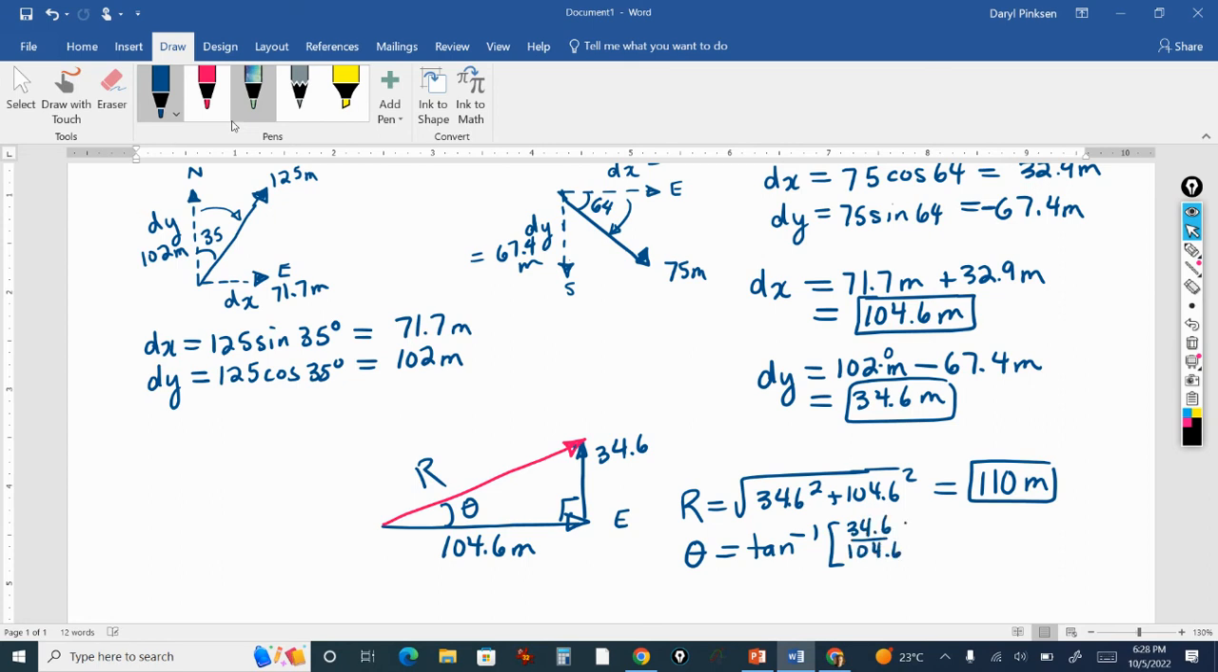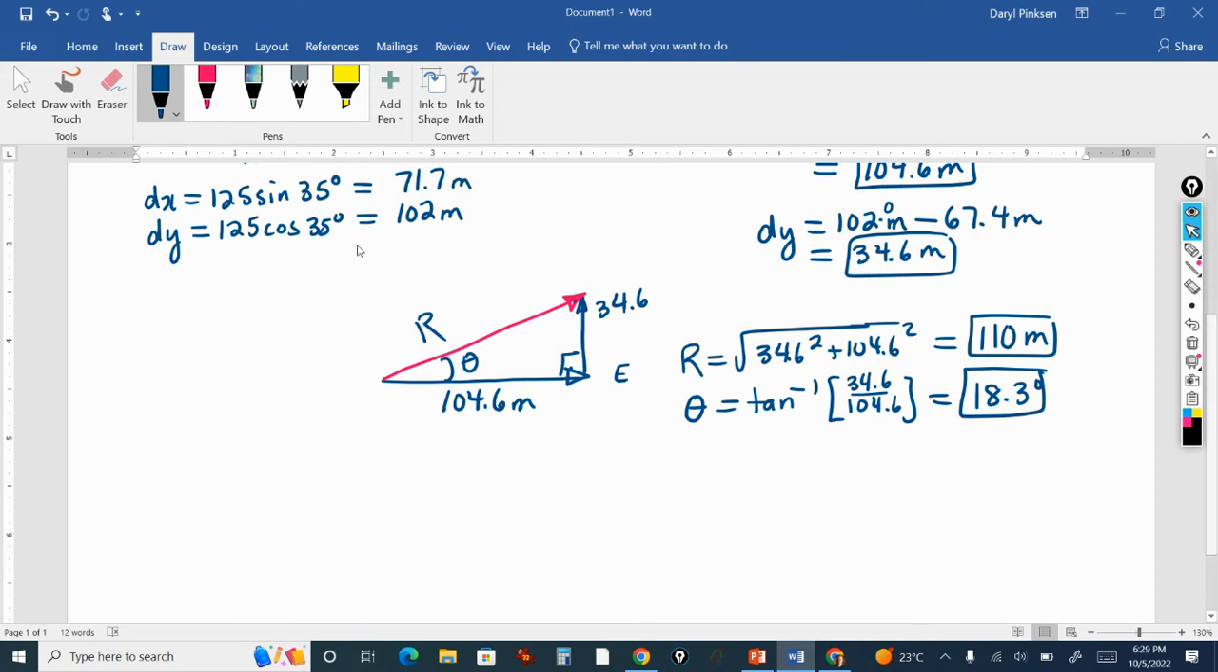And the theta is going to be tan to the negative 1 of opposite, which is 34.6, over adjacent, which is 104.6. So it's going to be shift tan. On my calculator, it says shift tan, 34.6 divided by 104.6, and I get 18.3 degrees. It's a pretty low angle, but that looks about right. 18.3 degrees.